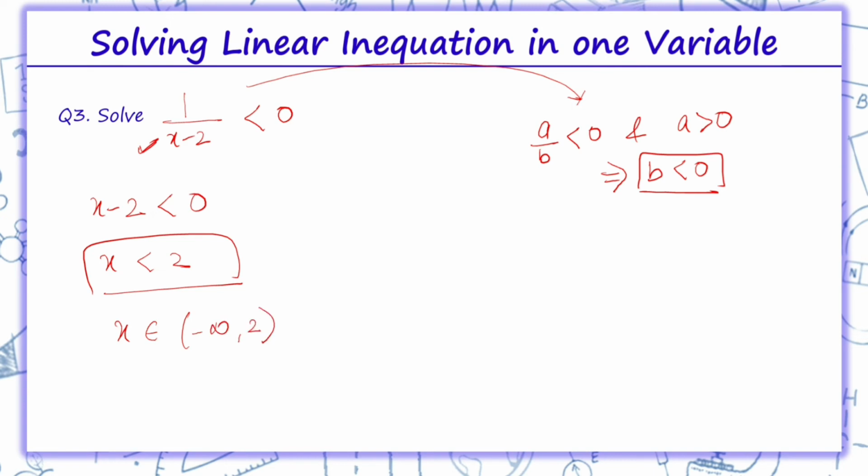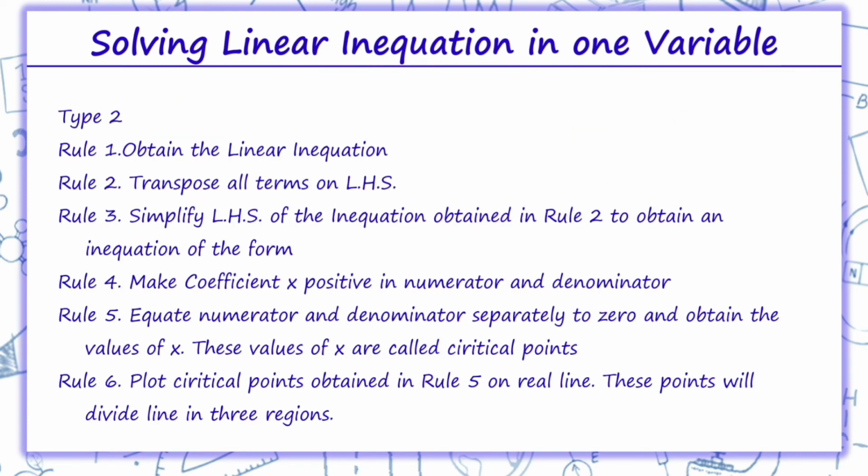So this was about the linear inequations of type 1. Now moving on to linear inequations of type 2. Here we are provided with ax plus b upon cx plus d greater than k, or greater than or equal to k, or ax plus b upon cx plus d smaller than k or smaller than or equal to k.